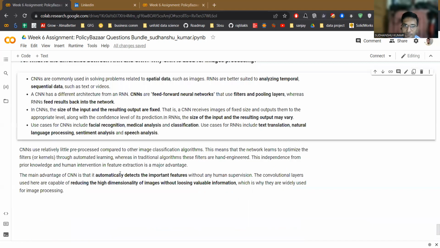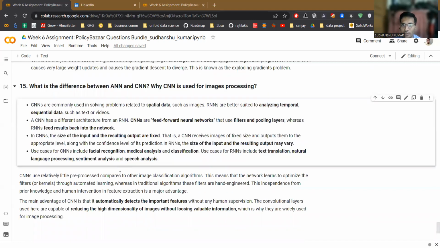What is the difference between CNN and RNN? CNN is commonly used for spatial data like images, while RNN is used for sequential data like text or video. CNN uses a feed-forward neural network that uses filters and pooling layers, whereas RNN feeds results back to the network. In CNN, the size of input and resulting output is fixed, while in RNN it is variable. CNN can be used for facial recognition, medical analysis and classification, whereas RNN is used for text translation, natural language processing, sentiment analysis and speech analysis.